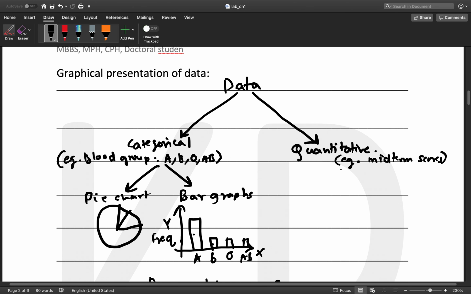On the other hand, if you look at quantitative data, or numerical data, or continuous variable, for those we traditionally use three different kinds of graphs. One is stemplot, another is dot plot, and the last one, which is more popular, is histogram.